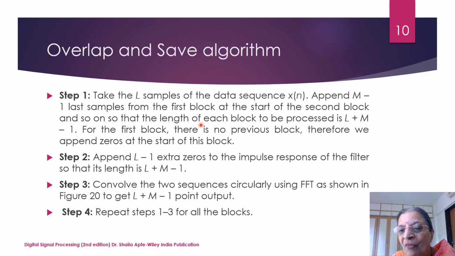For the next block, we append the last points of the first block as the first points in the second block. Then append L minus 1 extra zeros to the impulse response of the filter. The process is the same: compute the two sequences circularly using FFT, and then repeat steps 1 to 3 for all the blocks.